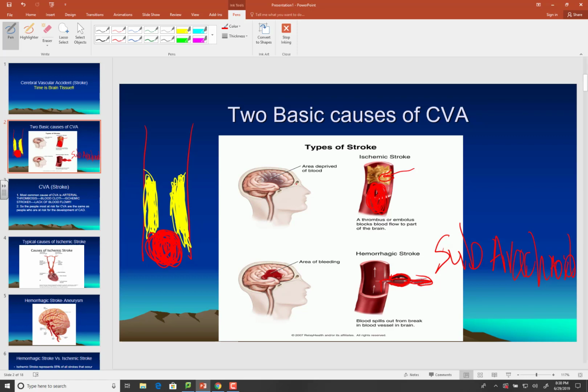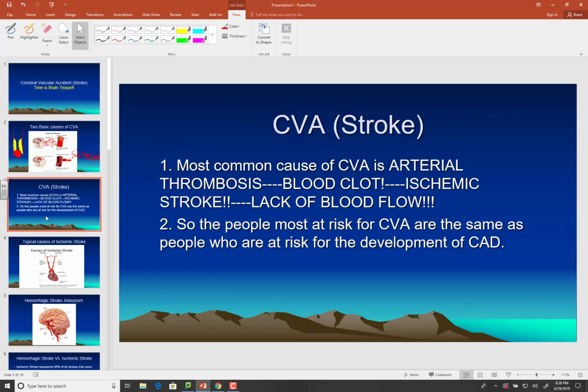But with the other stroke, the ischemic stroke, that represents about 85% of all strokes. So I'm going to talk about that. Again, you should know the two most common types of stroke. That being ischemic, typically caused by a blockage in a cerebral artery, and it's typically caused by plaque buildup.